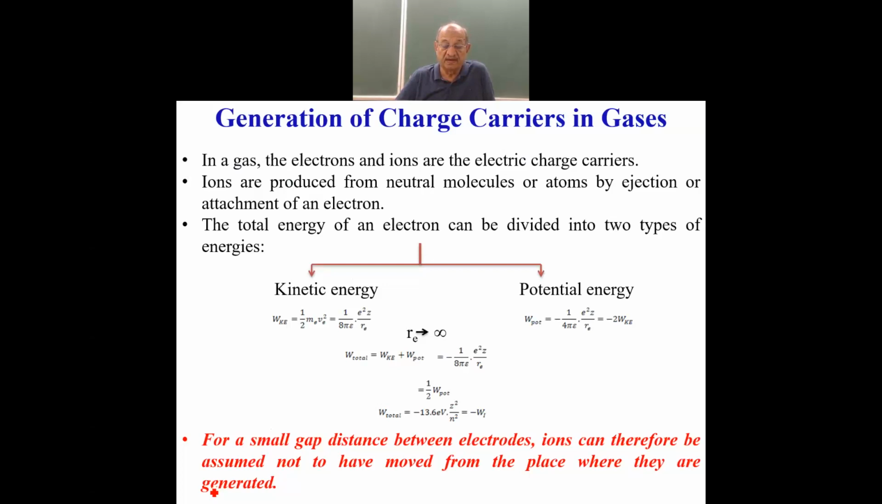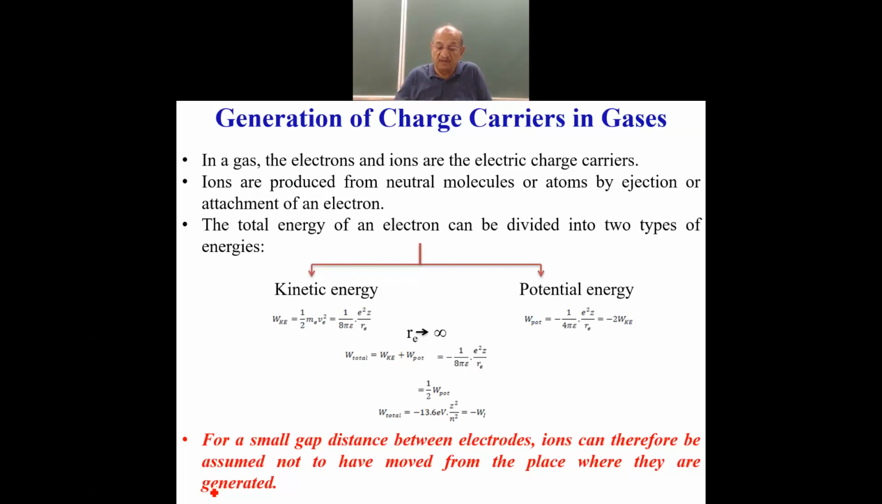The equation for kinetic energy is given as half m_electron v square, where v is the speed of the electron. The potential energy is also given here, and that works out to be twice as much as the kinetic energy. So the kinetic energy is smaller as compared to potential energy.